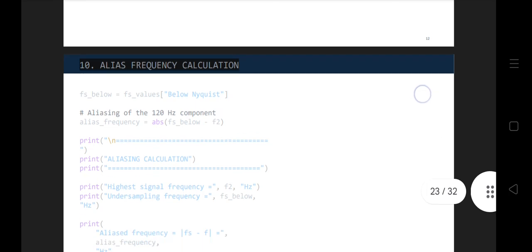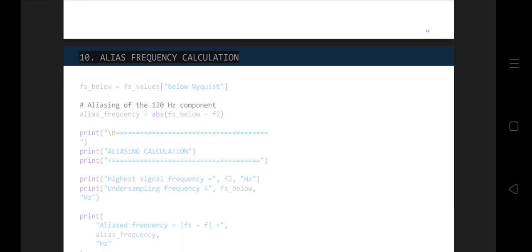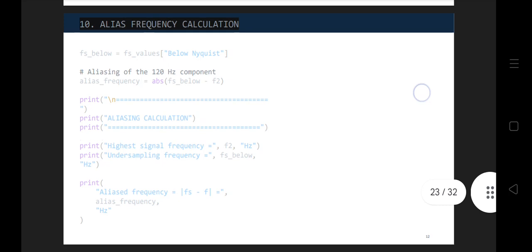Here is the aliased frequency calculation. This is the most important calculation for the undersampled case. The sampling frequency is 180 Hz and the signal component is 120 Hz. So the aliased frequency is the absolute value of 180 minus 120, which is equal to 60 Hz. Therefore, the original 120 Hz component appears as a 60 Hz component after sampling. This demonstrates the main effect of aliasing.